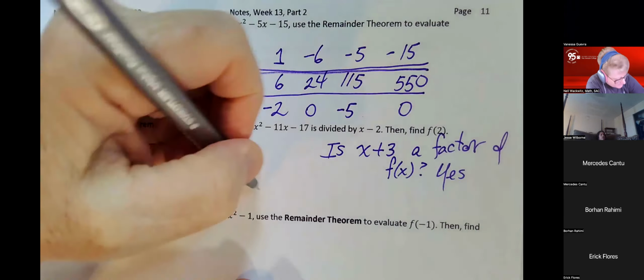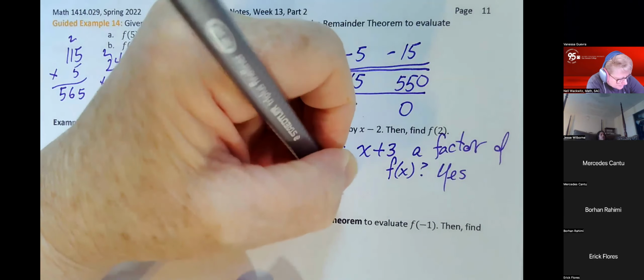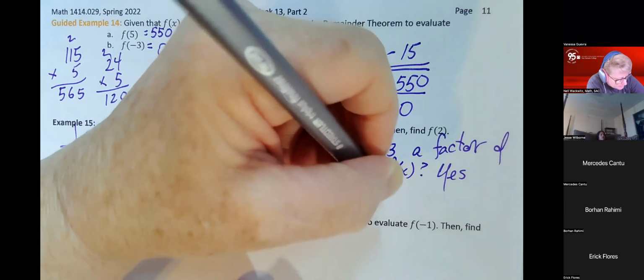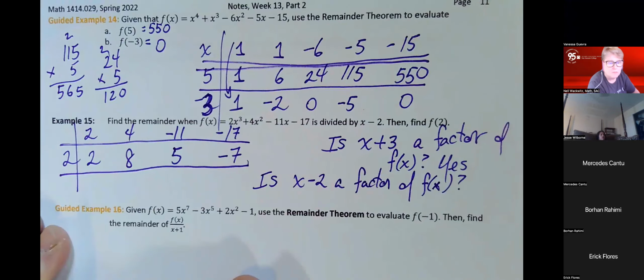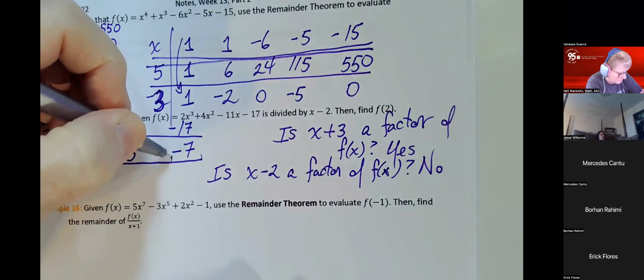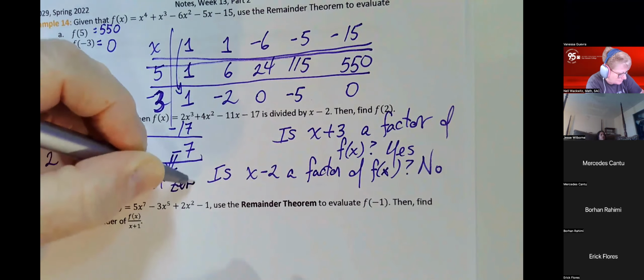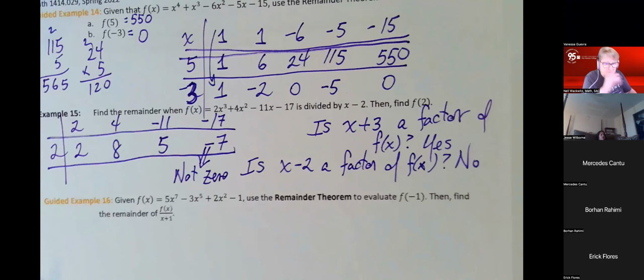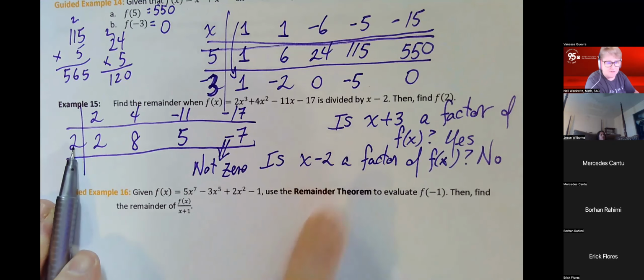Excellent. Is x minus 2 a factor of f of x? No, because it's not a 0 at the end. That's right. No remainder of 0, I should say. That's right. Not 0. So if the remainder is not 0, then x minus this number is not a factor.